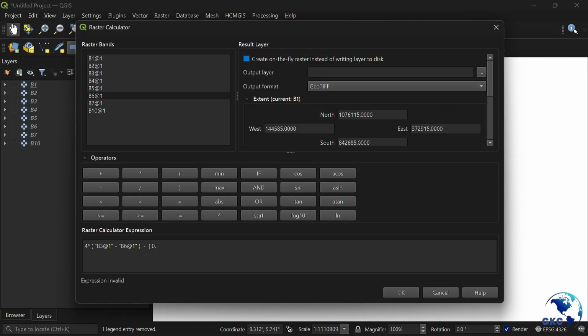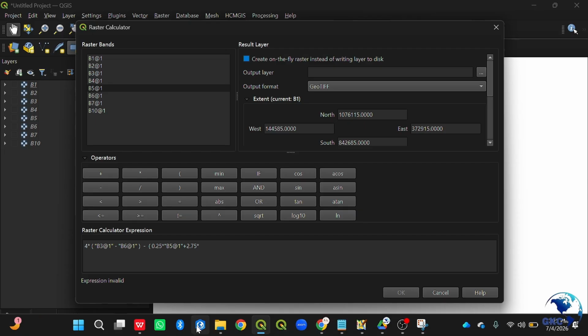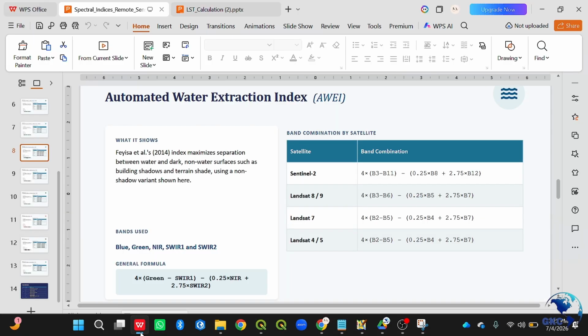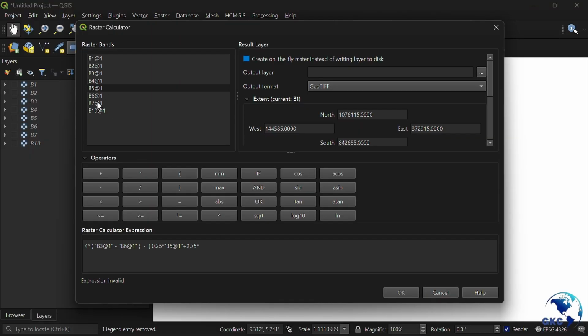0.25 multiplied by near infrared and 5 plus 2.75 multiplied by shortwave infrared. Let me confirm what that is. That's band 7, multiplied by band 7, bracket close.